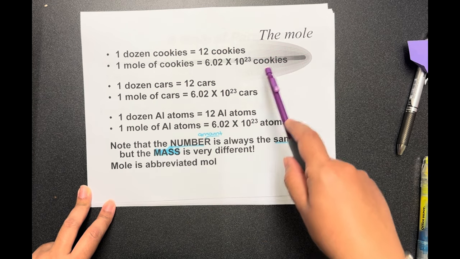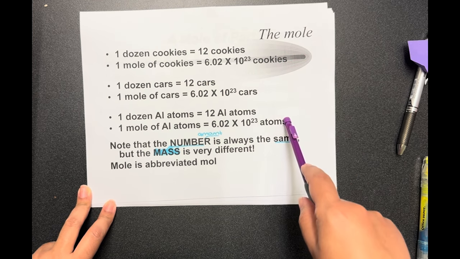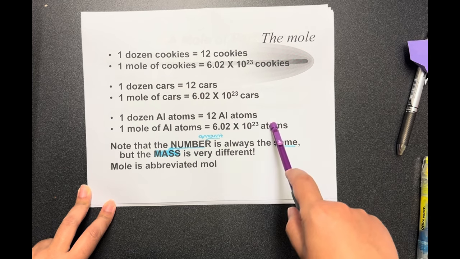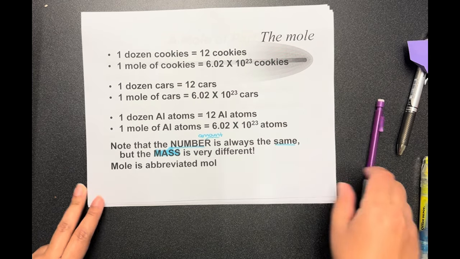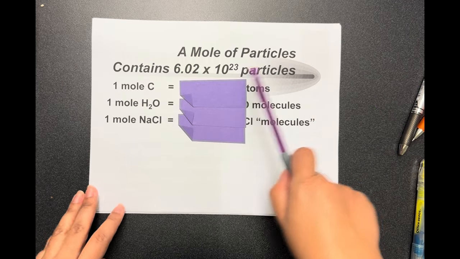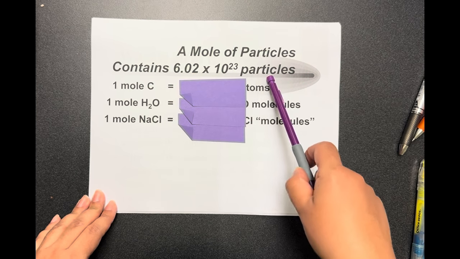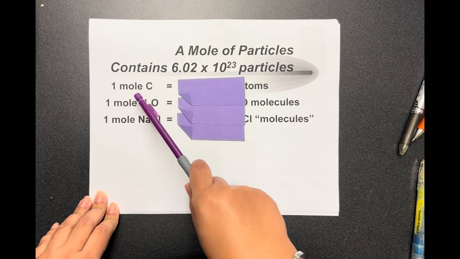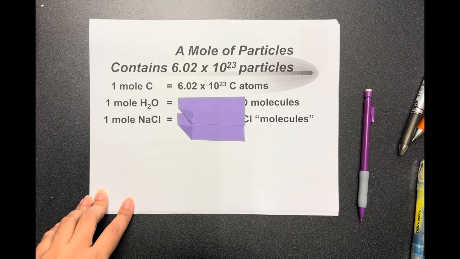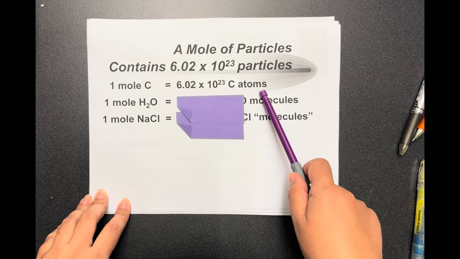Again, just because we have 1 mole of cookies or 1 mole of cars or 1 mole of aluminum atoms does not mean that their masses are going to be the same. This just means how many we have, not how much it weighs. 1 mole of any particle contains 6.02 times 10 to the 23 of that particle. So if I have 1 mole of carbon, that means I'm going to have 6.02 times 10 to the 23 atoms of carbon, or carbon atoms.